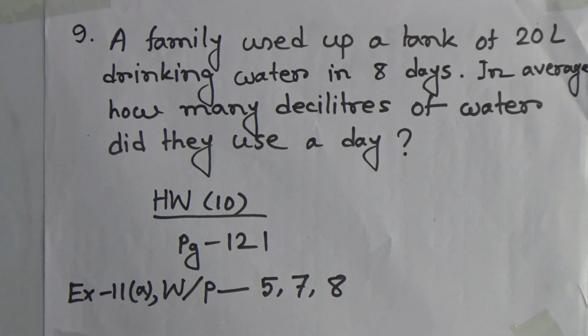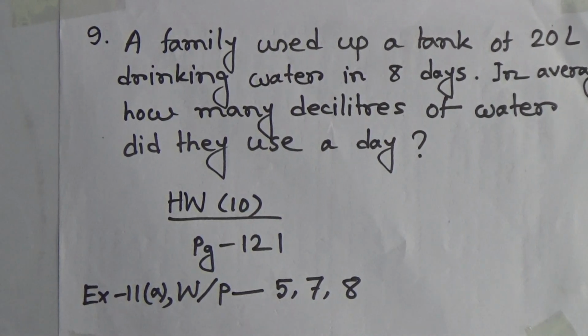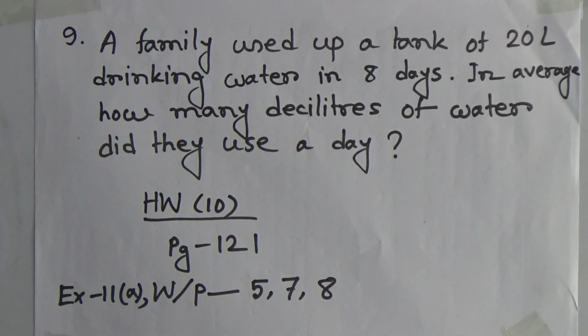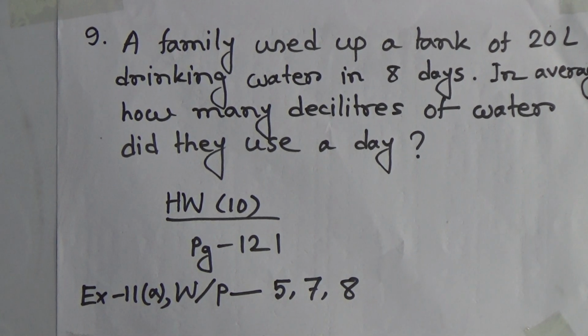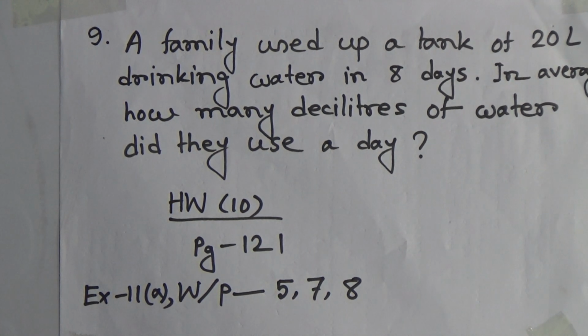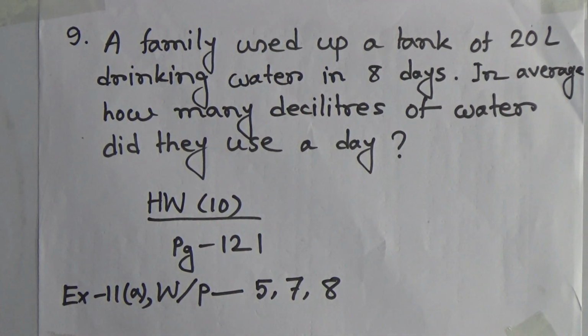Next we shall solve our last question, which is question number 9. Notice this is similar to question number 6. A family used up a tank of 20 liter drinking water in 8 days. Okay, in average, how many deciliters of water did they use a day? That means in 8 days a family used 20 liter drinking water. So in one day a family used how many liter? We divide this 20 by 8 and we get the required amount of liter.